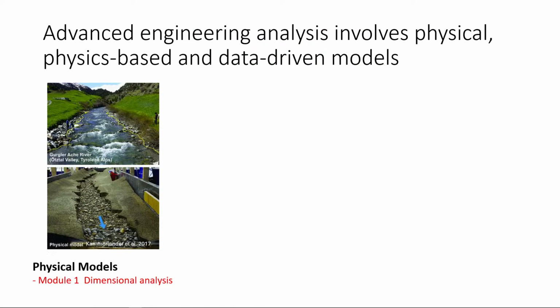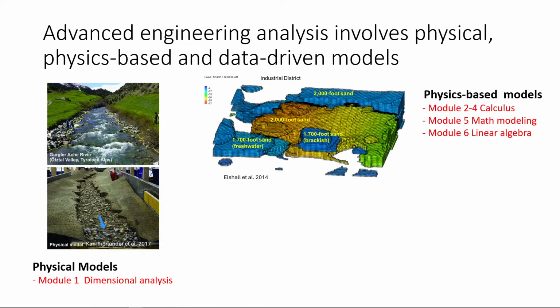What we did before, in module 1, we looked at physical models. In modules 2 to 6, we mainly looked at physics-based models. Physics-based models are when you have a physical equation, and through the modeling process, you use this equation and parameterize it to describe the process that you are interested in.